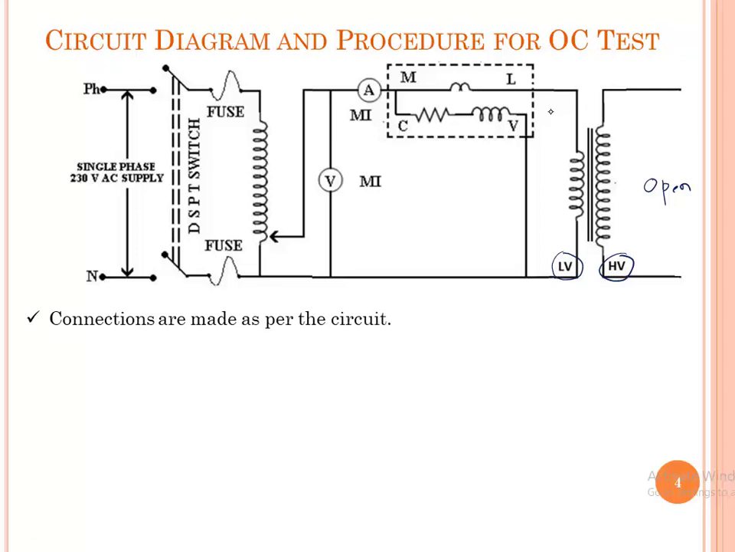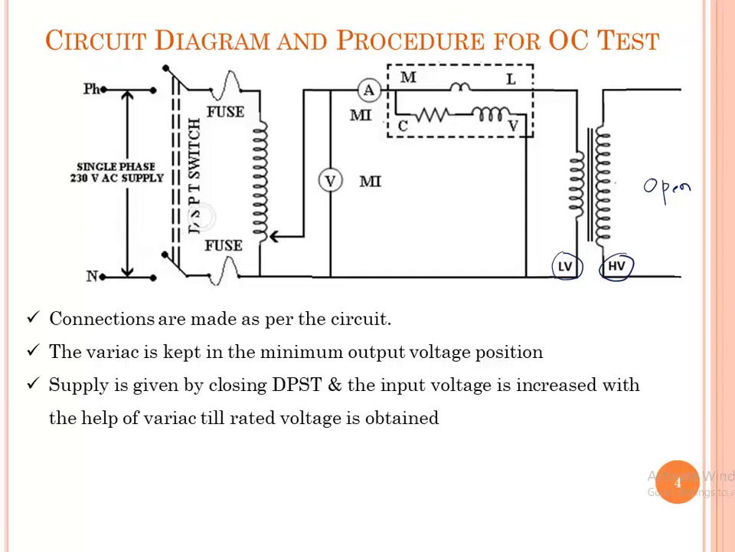The procedure for conducting the OC test: the connections are made as per the circuit diagram. The variac is kept in minimum position, that is at this position, before we switch on the supply. After making sure that all the connections are okay, the DPST switch is closed. The voltage is increased slowly until the rated voltage on LV side is applied. That can be measured by using this voltmeter.